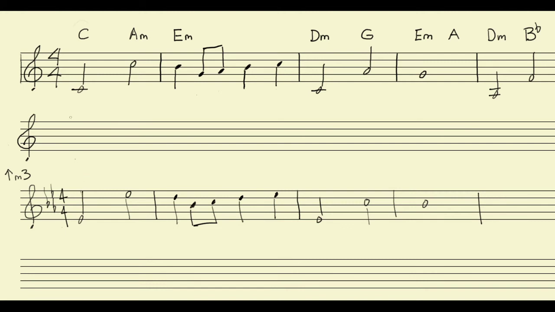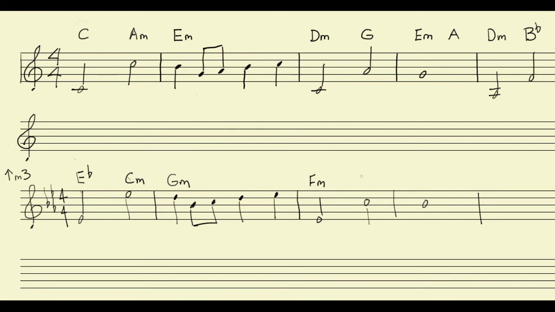So my C major chord is going to go up a minor third to become an E flat major chord. My A minor chord is going to go up a minor third to become a C minor chord. My E minor chord is going to go up a minor third to become a G minor chord. My D minor chord is going to go up a minor third to become an F minor chord. Again, notice the quality is always staying the same, even though the root is changing.